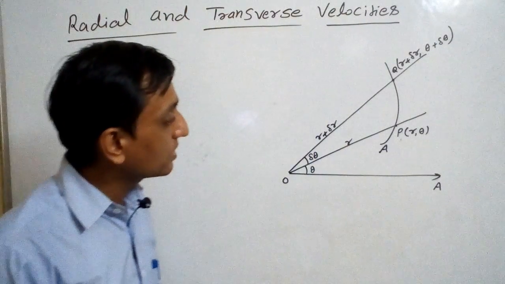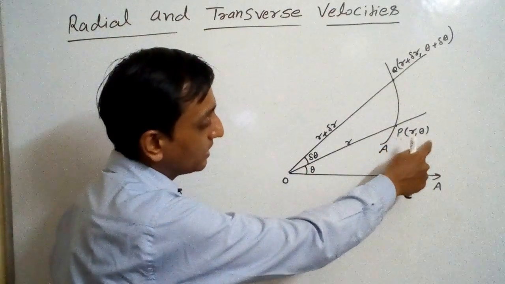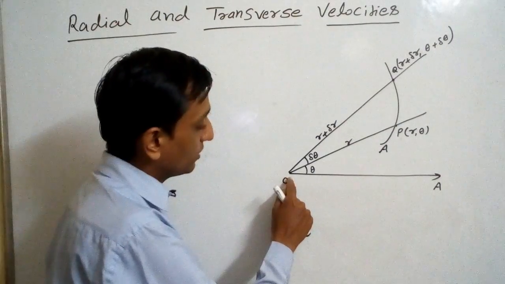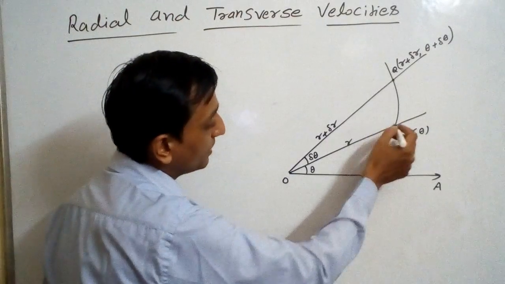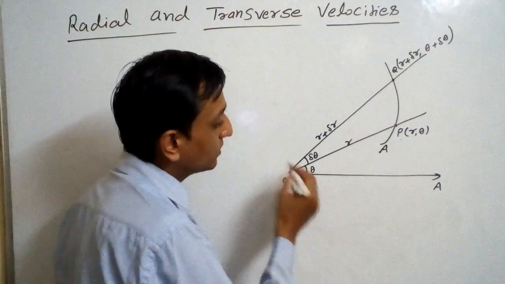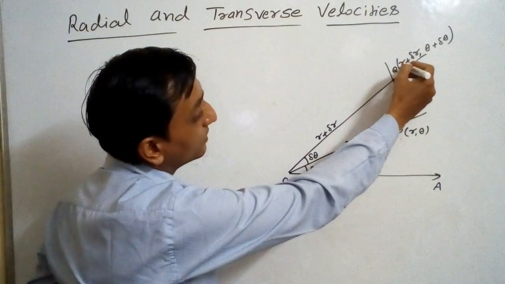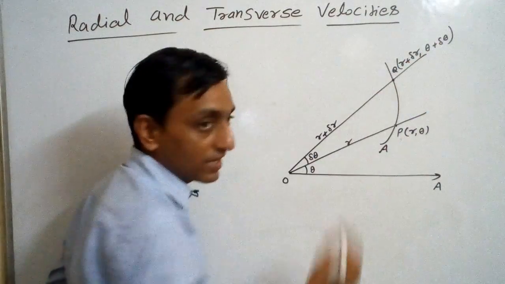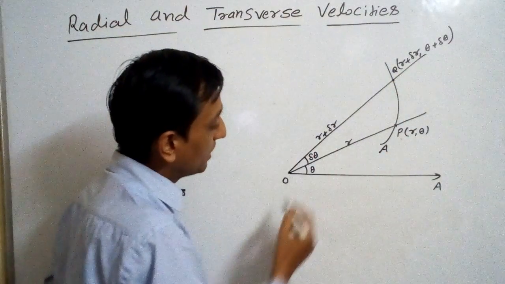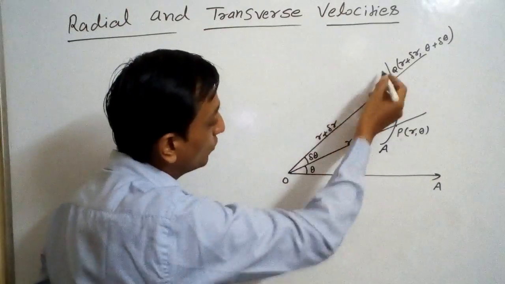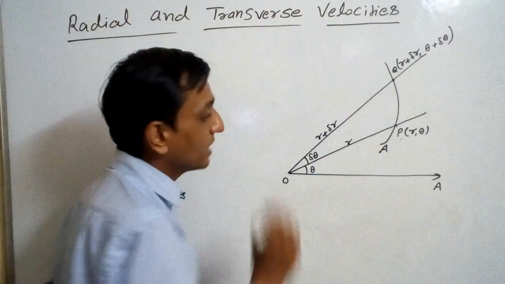So first we discuss this coordinate system. What is the meaning of P (r, theta)? It means the distance from the origin O to P is r, and the angle AOP is theta. Similarly, for the point Q, the coordinates are (r plus delta r, theta plus delta theta). So OQ is r plus delta r, and the angle AOQ is theta plus delta theta. So AOP is theta, and POQ is delta theta.